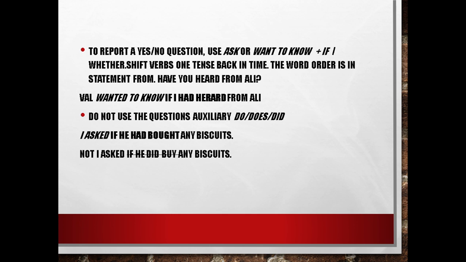Have you, for example, have you heard from Ellie? The report could be, Val wants to know if I had heard from Ellie. In this example, we use want to know, but in past, because the sentence is in past, and we change heard from Ellie in past for if I had heard from Ellie. We pass to past perfect.